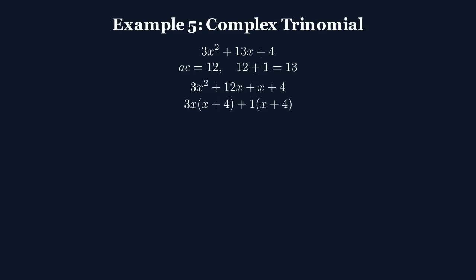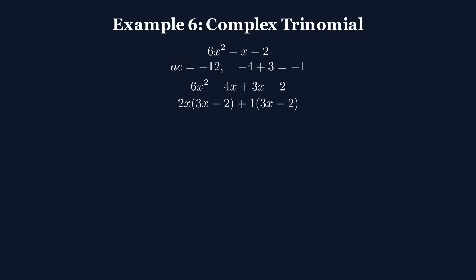Example 5. Factor 3x squared plus 13x plus 4 using decomposition. Multiply a times c. 3 times 4 is 12. The numbers 12 and 1 multiply to 12 and add to 13. Split the middle term into 12x plus x. Then group: 3x times (x plus 4) plus 1 times (x plus 4). The factors are (3x plus 1) and (x plus 4).